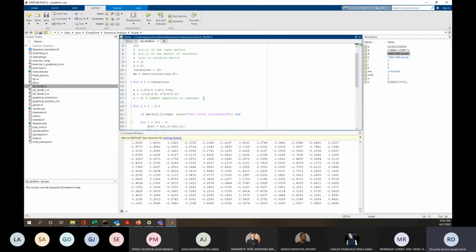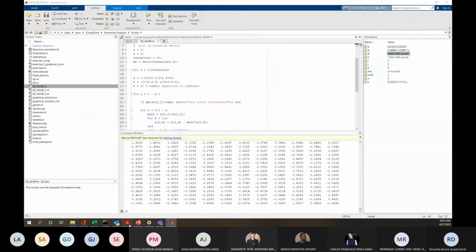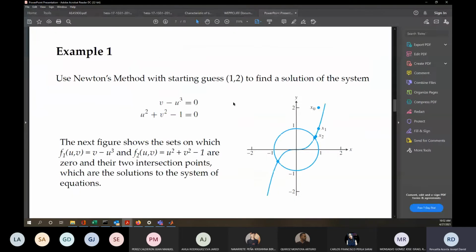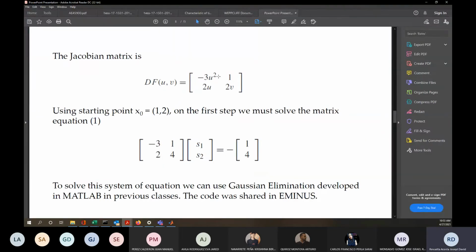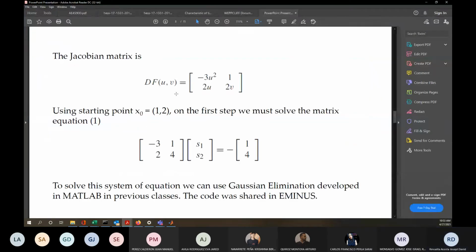Okay? So, inside of my iterations, I create a matrix A and a vector B. A is going to be actually the values of the Jacobian. So if you remember, the Jacobian was 3 minus 3u squared, 1, 2u, 2v. So it's exactly what I have here in my Jacobian.